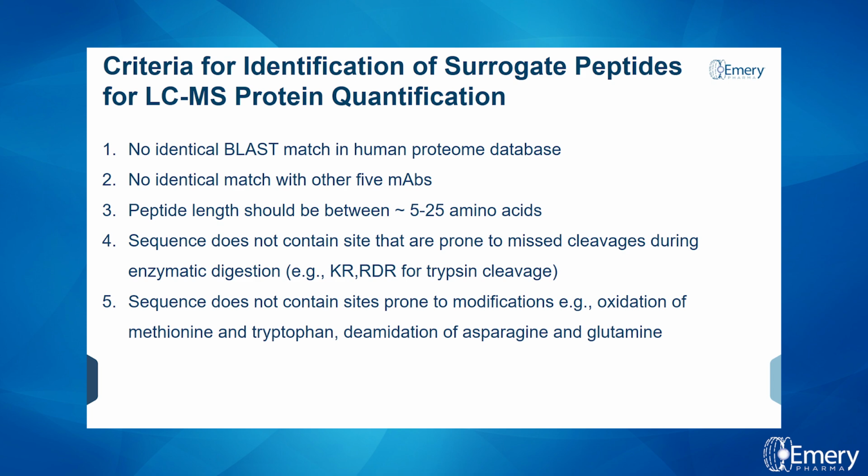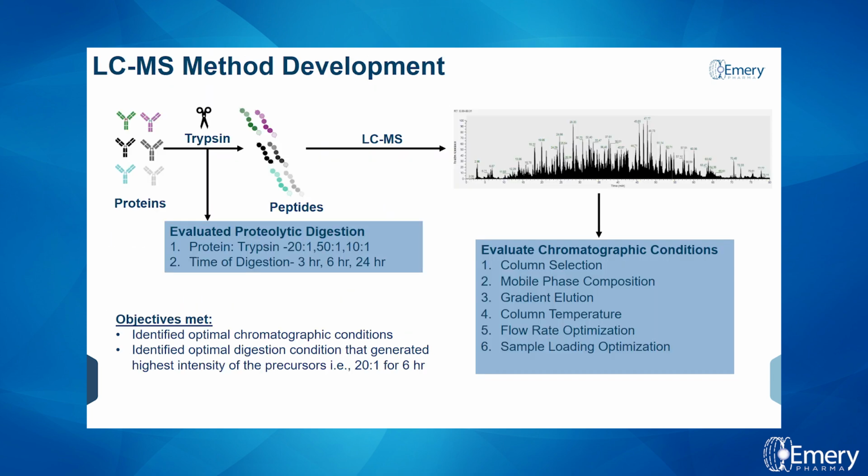The other important thing is also to look at peptide length, because chromatographically you want a peptide length between 5 to 25 amino acids so that it doesn't elute in your solvent front or cause any peak tailing. Further, you want your sequence to not have any sites prone to missed cleavages and also prone to modifications such as oxidation and deamidation. Once you have determined that sequence in silico, we have to make sure that those peptides are also chromatographically observed in the mass spectrometry data.